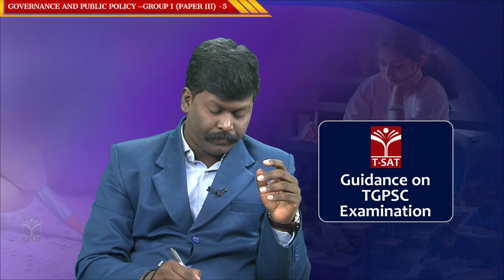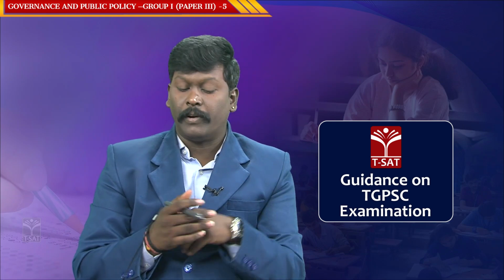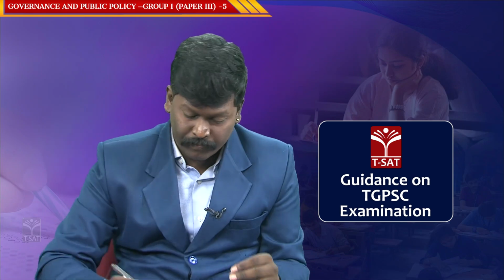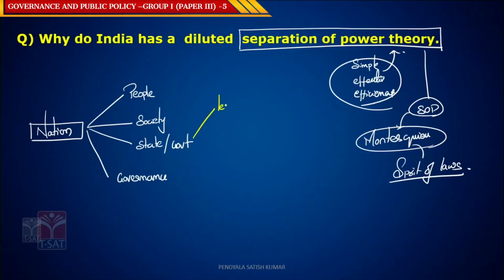So in India, this separation of powers theory is taken. So what are these 3 principles? The first principle is the state is divided into 3 branches. The first one is called legislature, executive, judiciary.